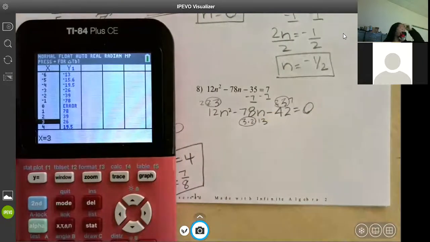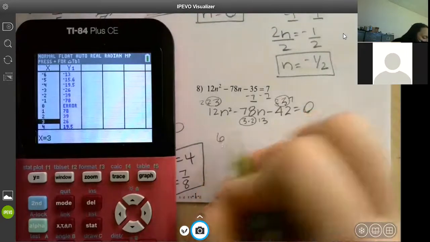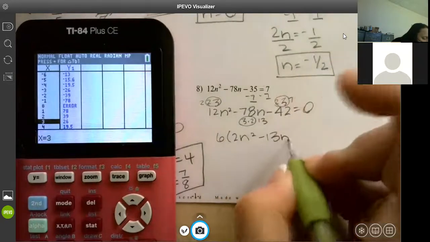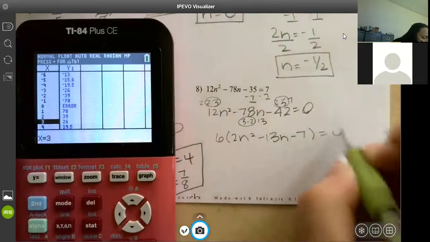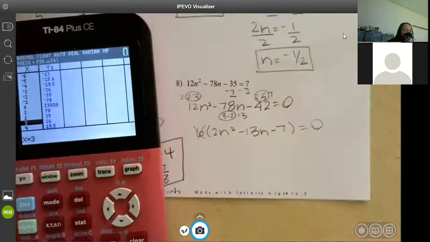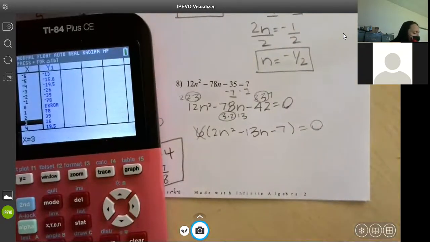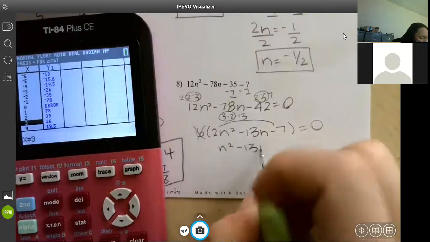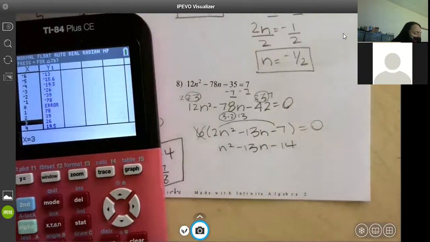Again, if you forget the GCF in this and you just do straight slide and divide, it's not going to hurt anything, okay? If it's a variable GCF, it'll hurt something, okay? So everything will be fine. So we take out a 6, that leaves us with 2n squared minus 13n minus 7. And remember, if you take out a number, it doesn't matter, okay? Only if you have to GCF a variable. We're going to do slide and divide. So we get n squared minus 13n minus 14.